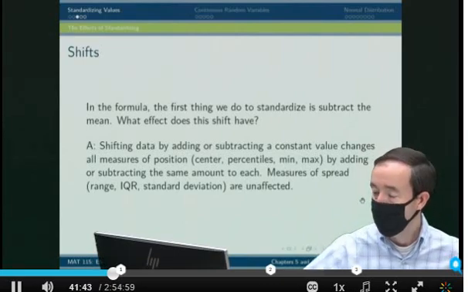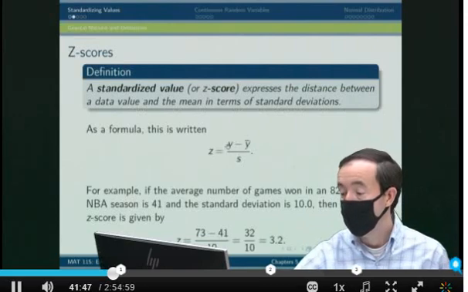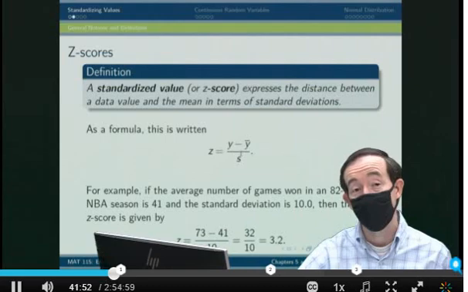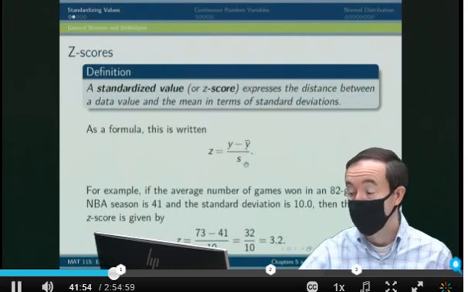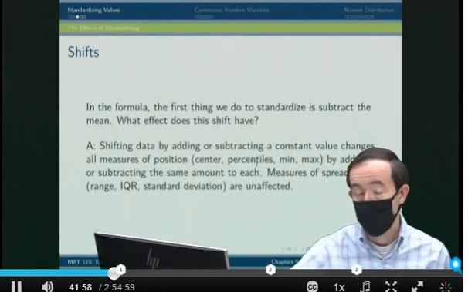Okay. That's just the first part of the formula. That's the part here in the numerator, where I subtract the mean. Now the other part is after I've done that, I divide by the standard deviation. So what does that do?